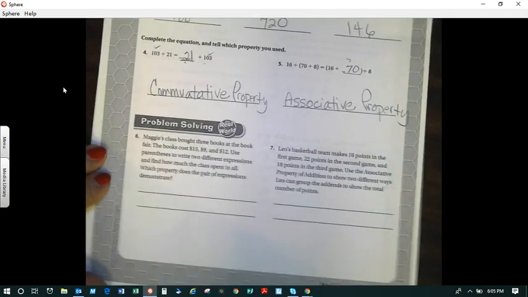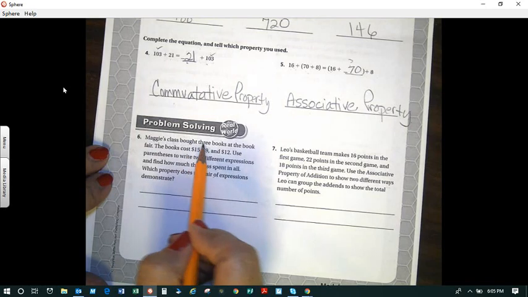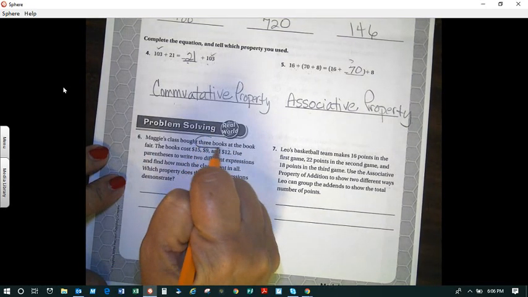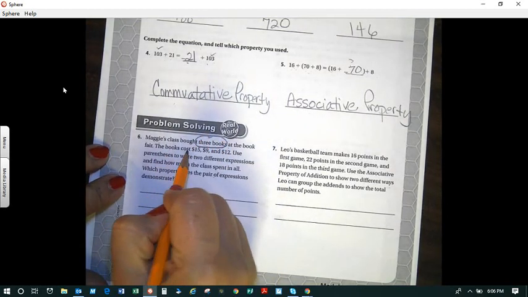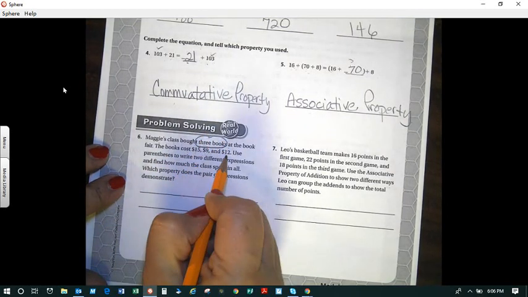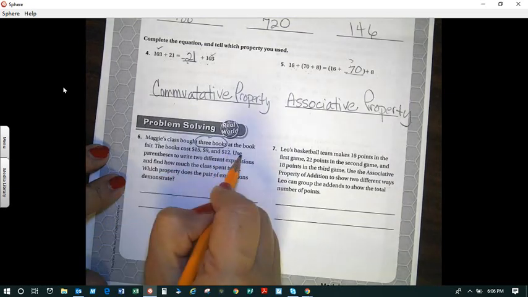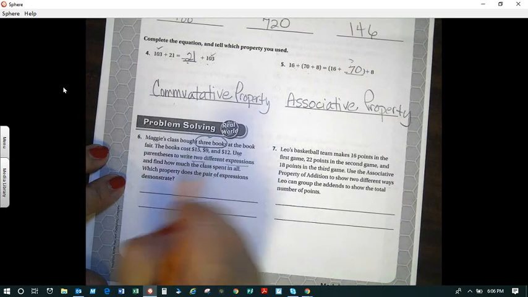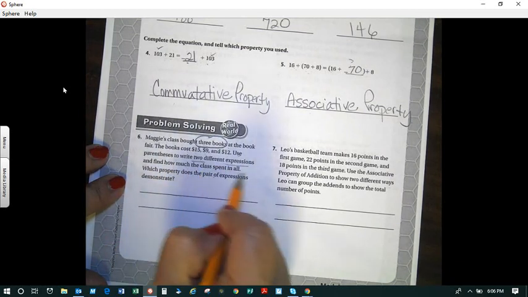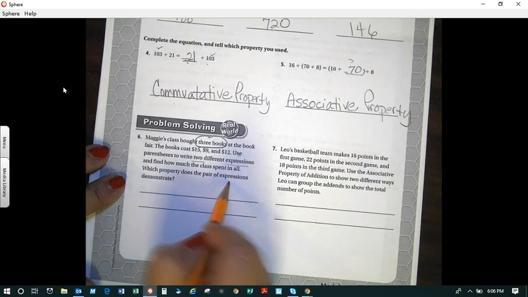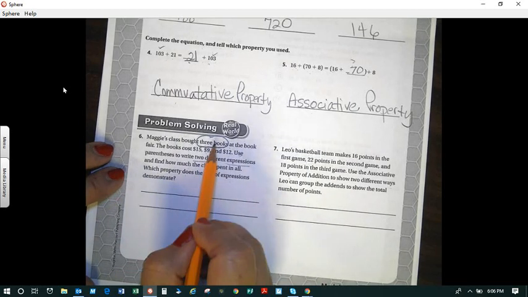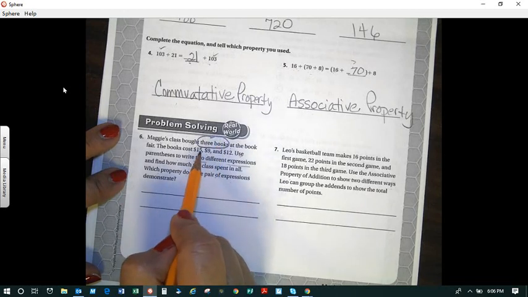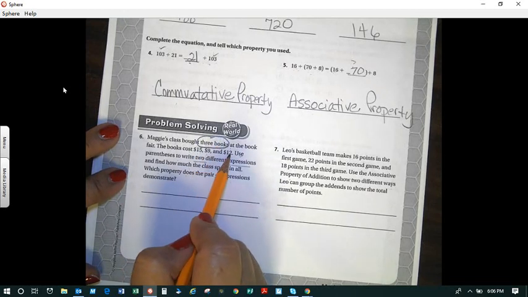Number 6 reads, Maggie's class bought 3 books at the book fair. I want to make sure I know this. The books cost $15, $9, and $12. Use parentheses to write 2 different expressions and find out how much the class spent in all. Which property does the pair of expressions demonstrate? So she did buy the 3 books, and the cost of the 3 books is one was 15, one was 9, and one was 12.